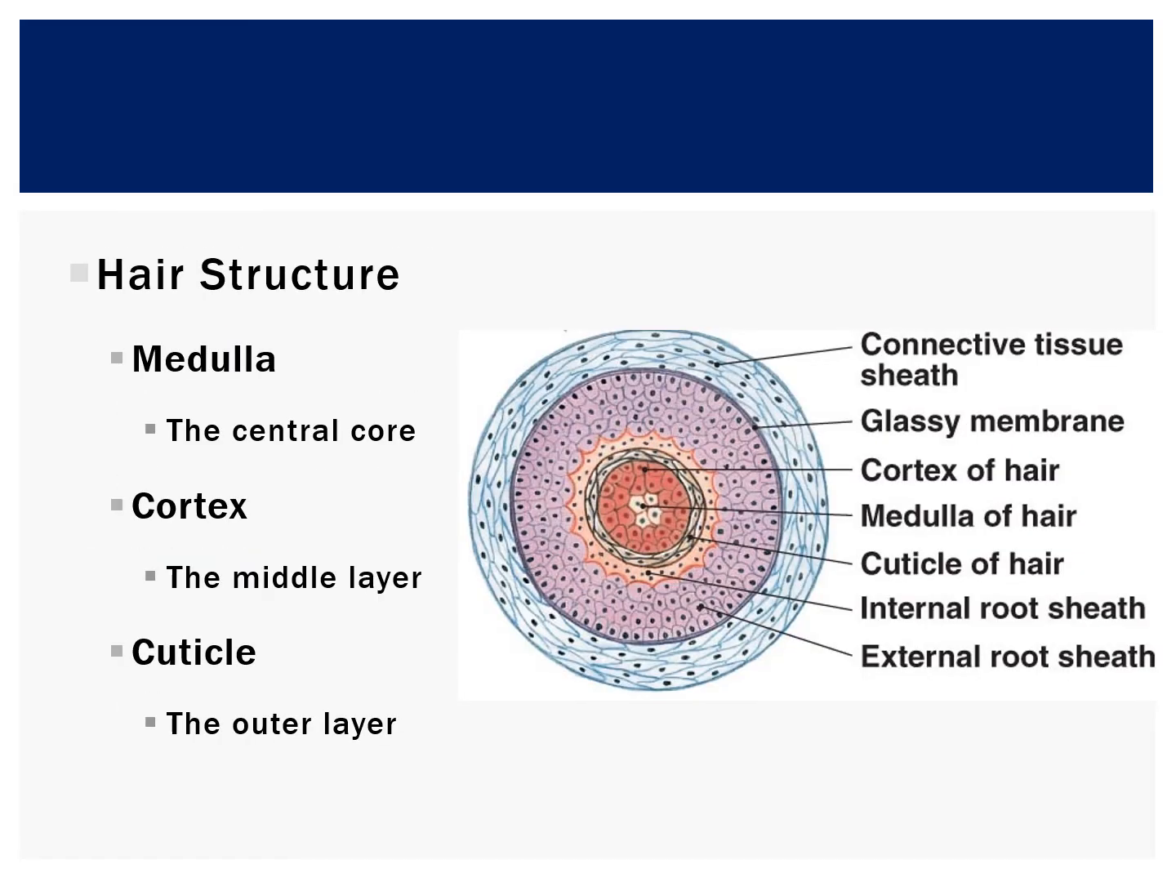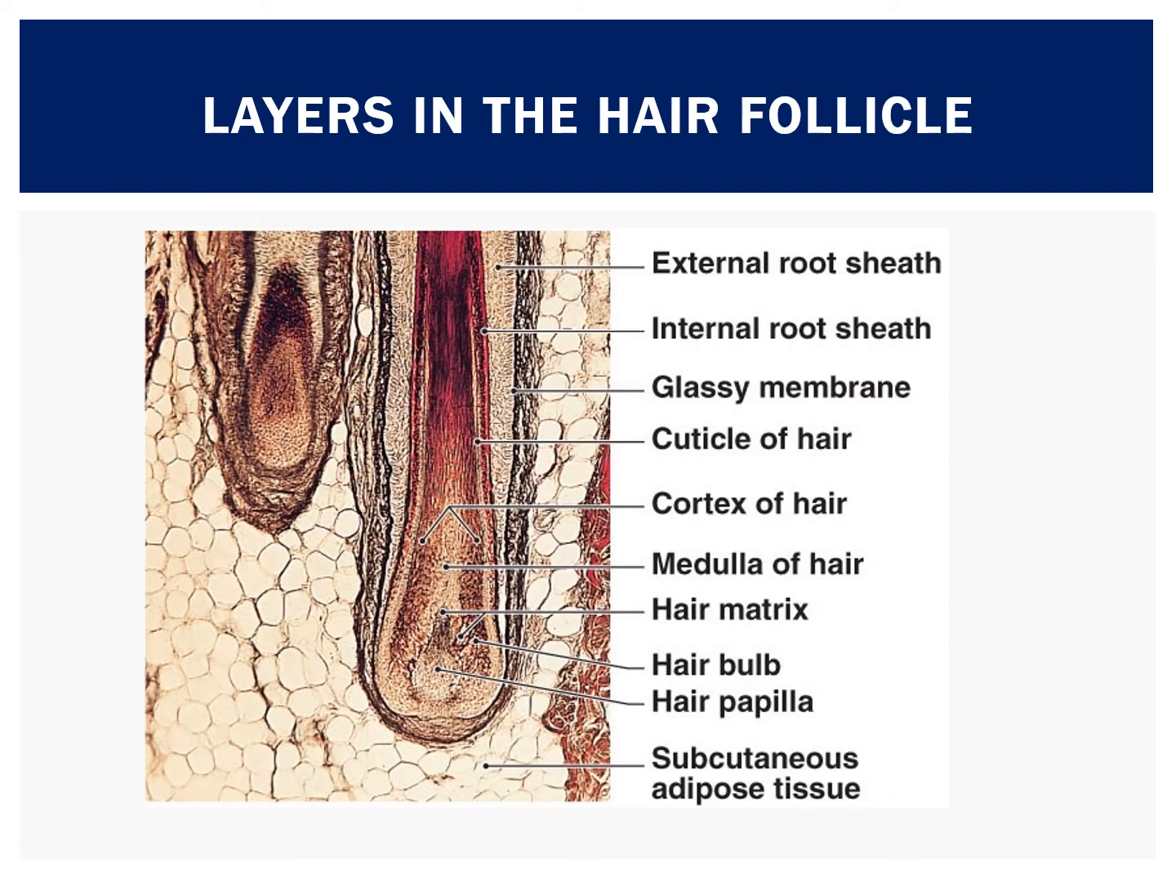For hair structure, you can see this image. This is the cross-section image of hair structure. We have medulla, the central core of the hair, and then the cortex, which is the middle layer of the hair, and cuticle, the outer layer of the hair. And here again, another angle of image showing you the layers in hair follicles.